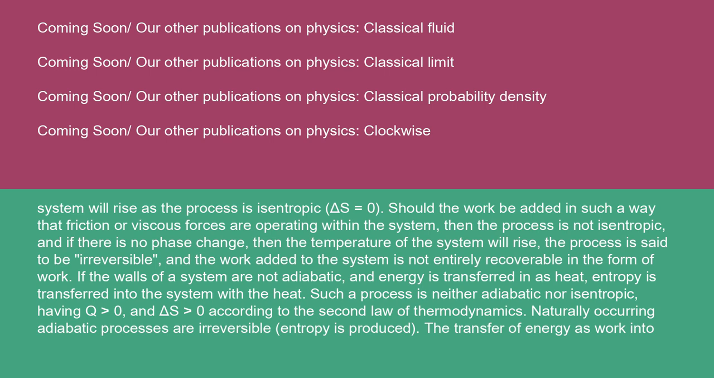If the walls of a system are not adiabatic and energy is transferred in as heat, entropy is transferred into the system with the heat. Such a process is neither adiabatic nor isentropic, having Q greater than zero and delta S greater than zero according to the second law of thermodynamics. Naturally occurring adiabatic processes are irreversible. Entropy is produced.